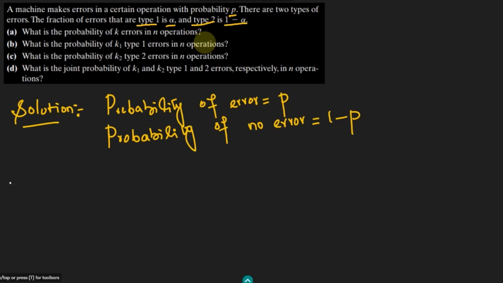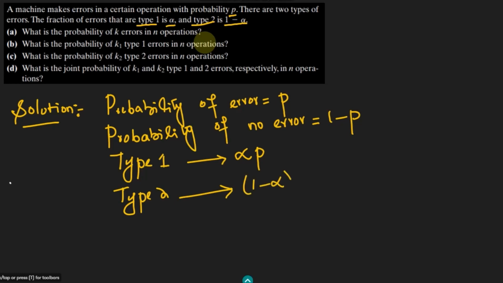In order to find the probability of each type, we have to multiply this fraction with the total probability, and we will get the probability of that type of error. So for type 1 error, I have to multiply alpha with p, and for type 2, I have to multiply the fraction, which is 1 minus alpha, with the probability of error. So this is all the data which we had in the statement. Now let us proceed towards the solution of our question.